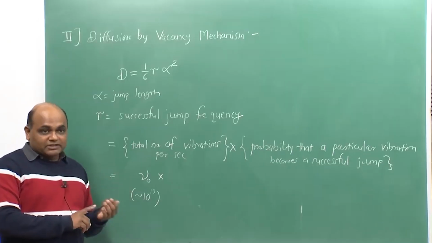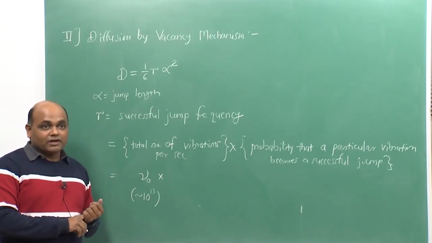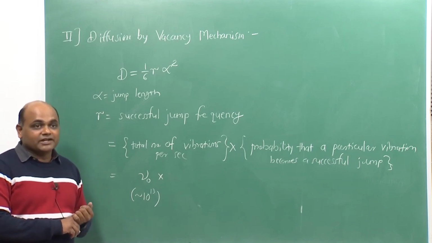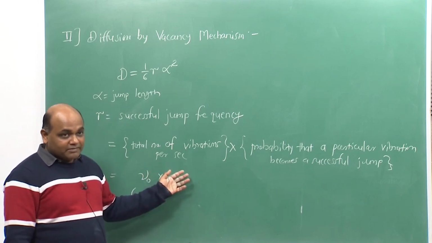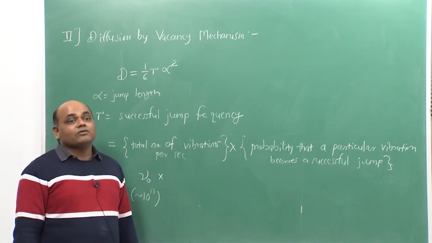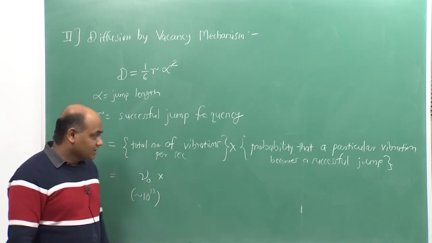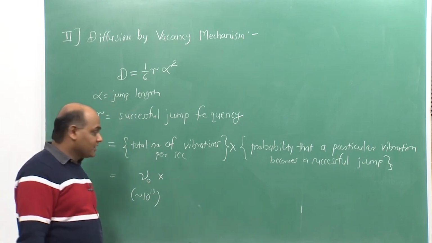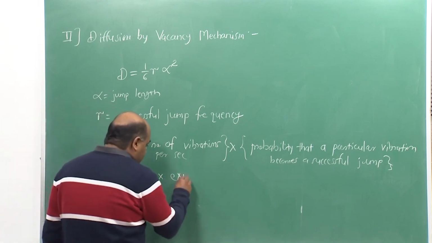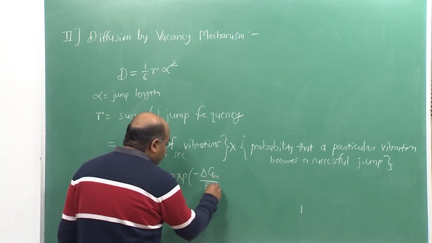For the jump to be successful, there are two conditions. First, the atom has to acquire an energy equal to or greater than the migration energy delta Gm, and second, at the same time the next site has to be vacant, that is, there has to be a vacancy in the next site. So, the probability that the atom has an energy equal to or greater than delta Gm is exponential minus delta Gm by RT.